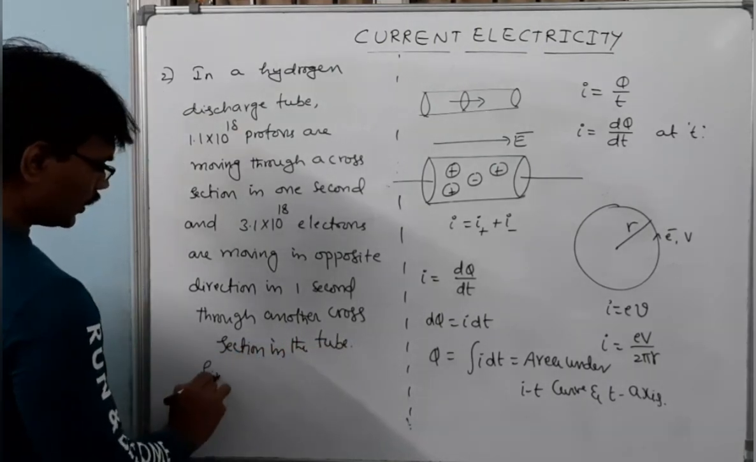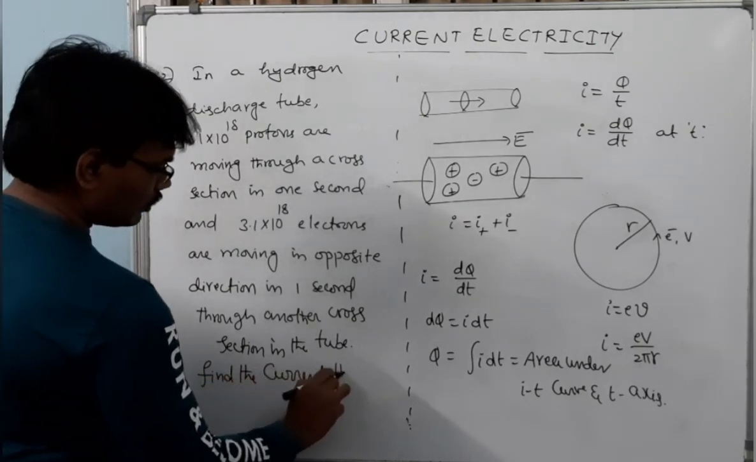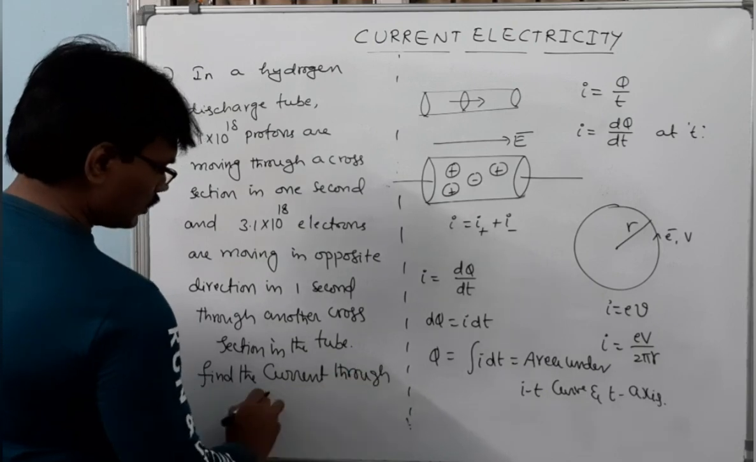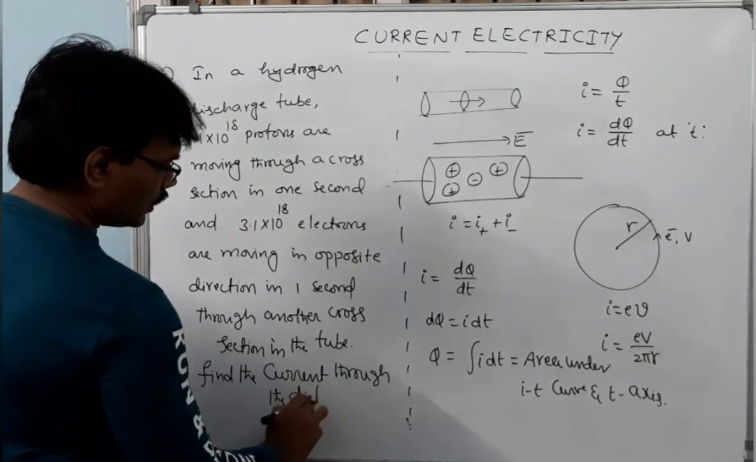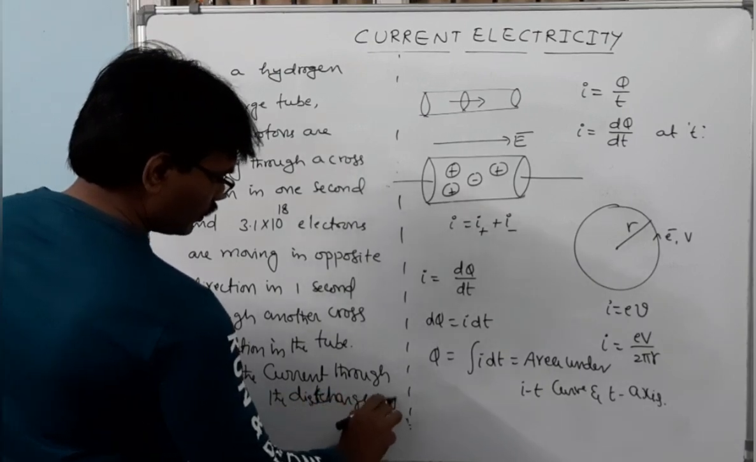Find the current through the discharge tube. Find the electrical current through the discharge tube. So that is the given question.